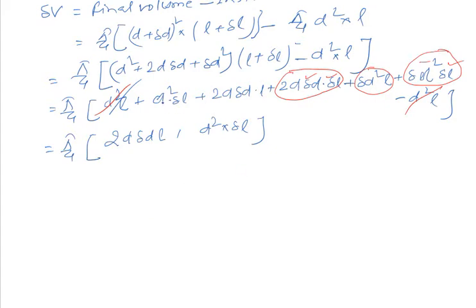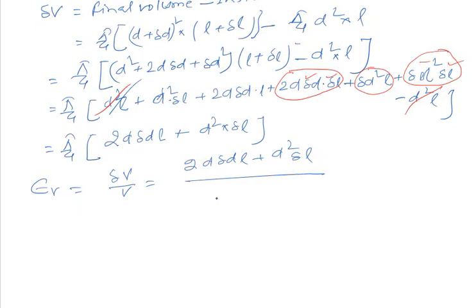Now epsilon V is equal to change in volume upon original volume, that is 2d delta d L plus d square delta L by original volume, that is pi by 4 into d square into L. So this pi by 4 and pi by 4 will be cancelled, correct?